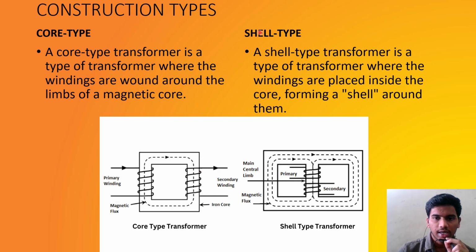And coming to shell type, a shell type transformer is a transformer where the windings are placed inside the core, forming a shell around them. You can see the shell type transformer in the picture. This is the main central limb and the winding is wound around it, and the flux is generated in both the primary and secondary windings.